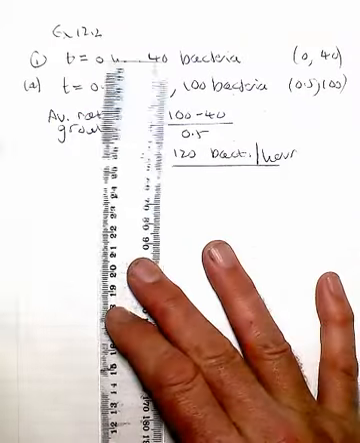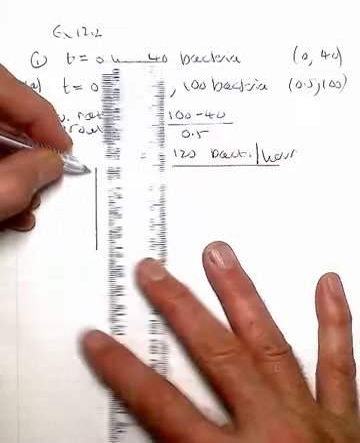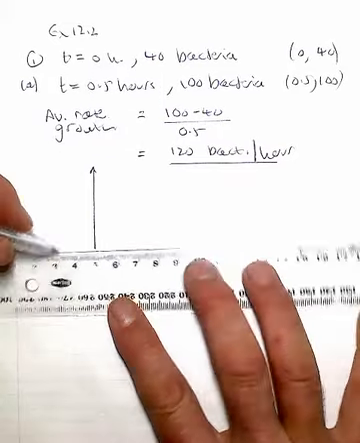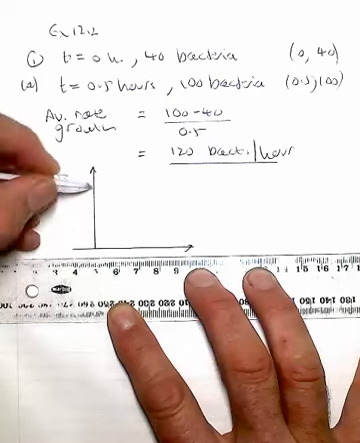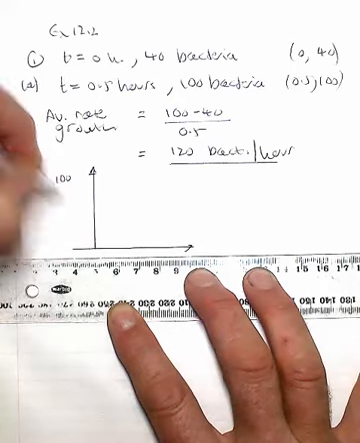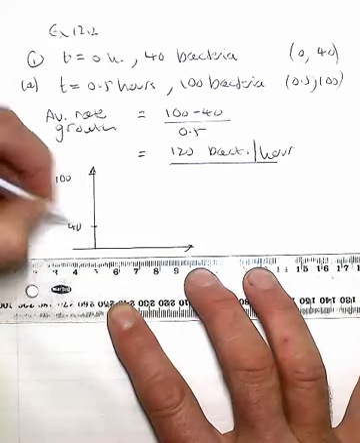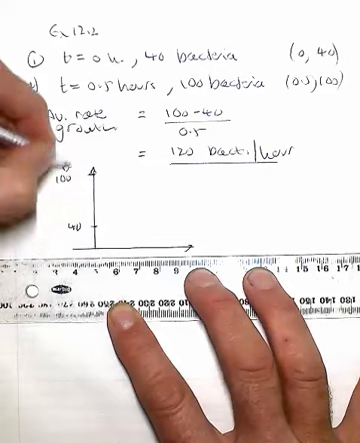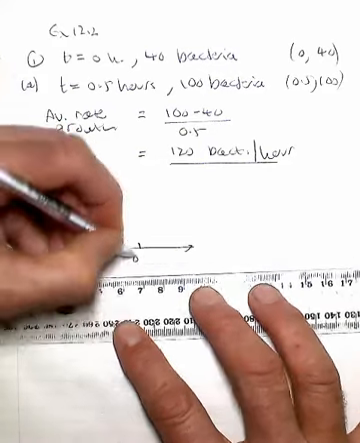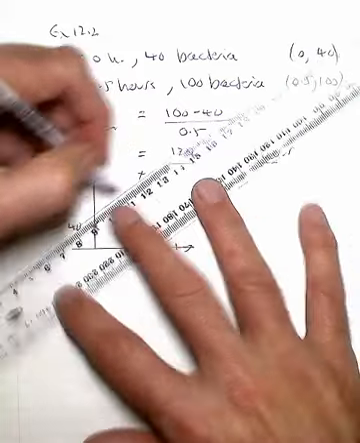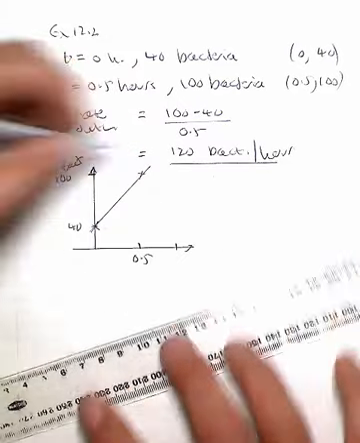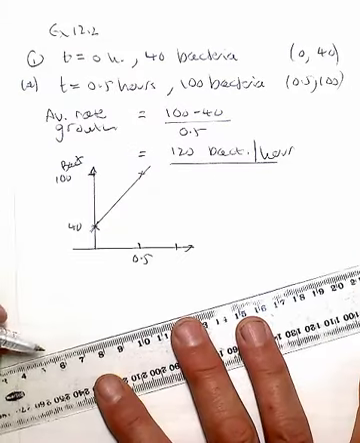Now when I do a sketch graph of that, and he has a pretty rough little sketch graph here, I'll have 100 here, 40 there, and you can see here we're assuming a linear model.